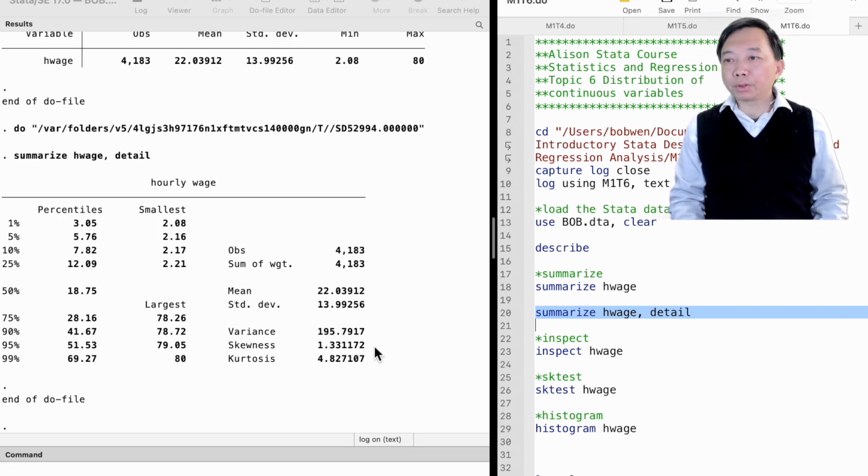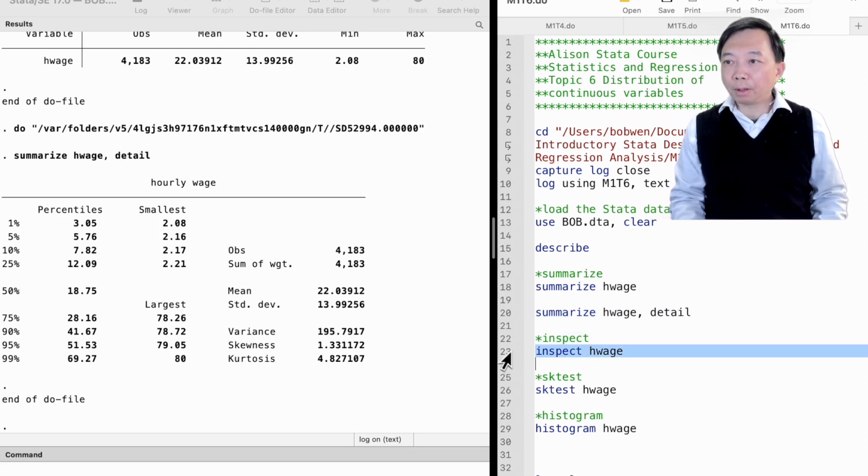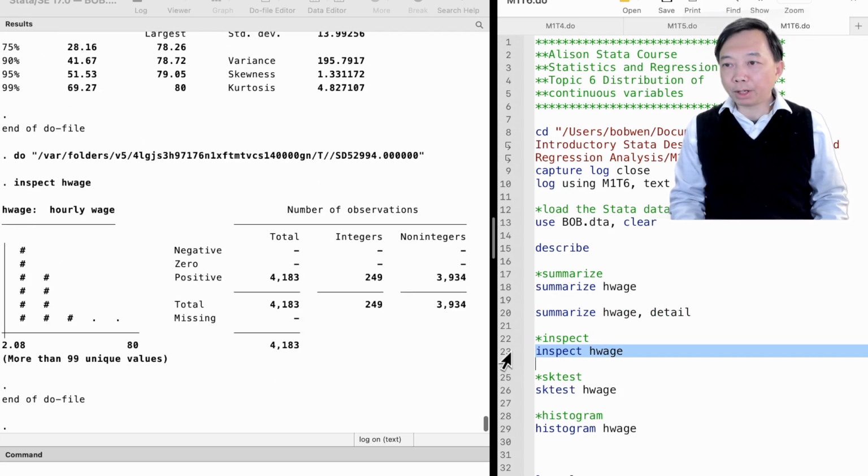We can also use the inspect command followed by the variable's name. We see that all wages are positive. There's no missing value. We see a very rough histogram that tells us a lot of the data are on the left-hand side, and there is a tail on the right-hand side. It tells us the hourly wage is not normally distributed.